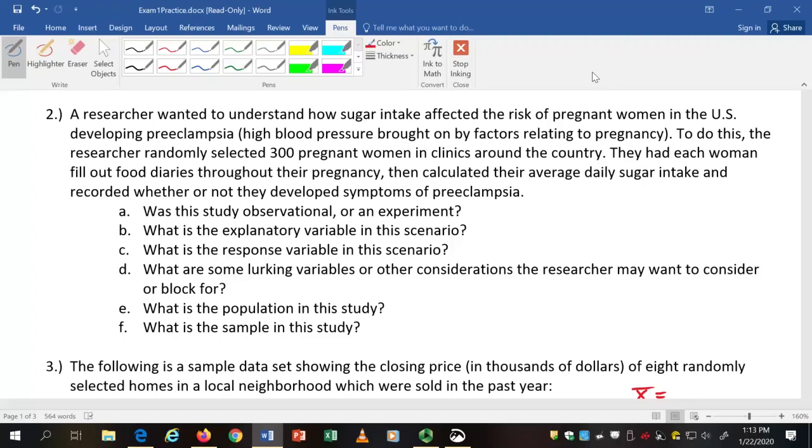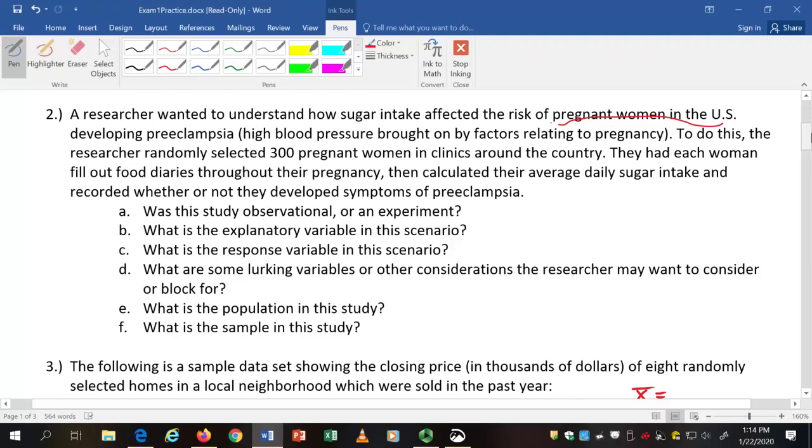Population. What is it? What do you think the population is here? Pregnant women. Yeah, and normally the population is going to be listed somewhere. It says it right here. It's right there: pregnant women in the U.S. Sorry, not very good with my mouse, but you get it.